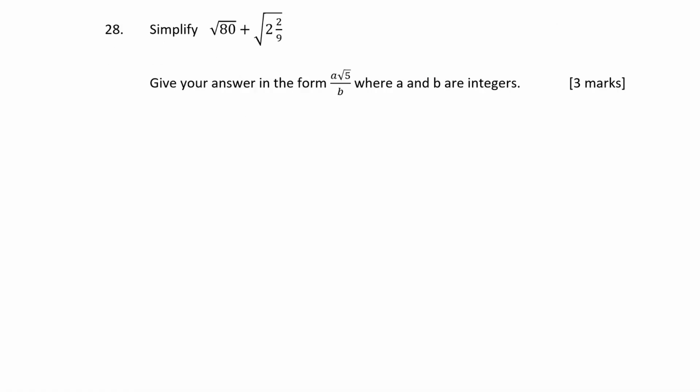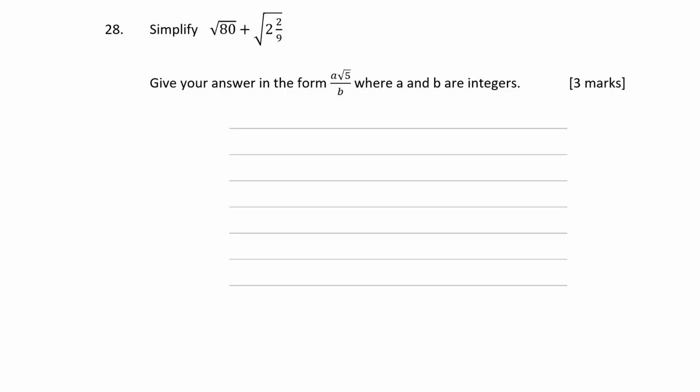Question 28. Simplify the square root of 80 plus the square root of 2 and 2/9. Give your answer in the form a root 5 over b, where a and b are integers. Fun. Okay, so root 80. Now, if I take 5 out of 80, 80 is 5 times 16, isn't it? So root 80 is the same thing as root 16 times 5.